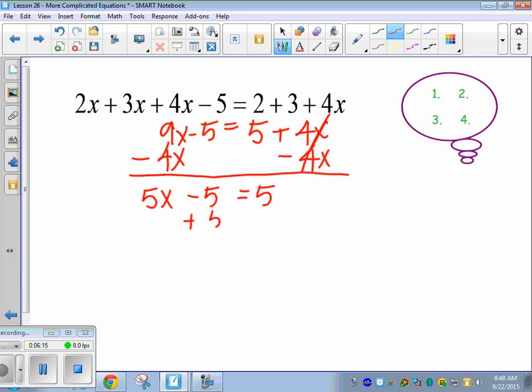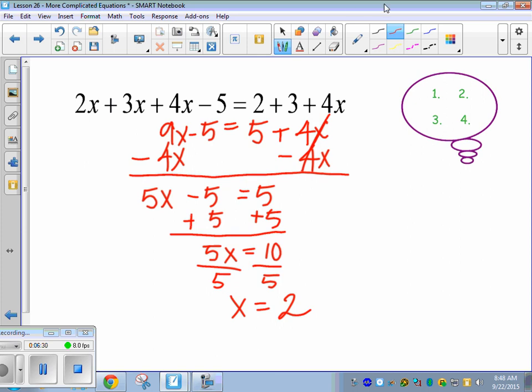I want to add 5 to both sides because I want to get my numbers and my variables on the opposite sides. I get 5x equals 10. Divide both sides by 5. And x equals 2.